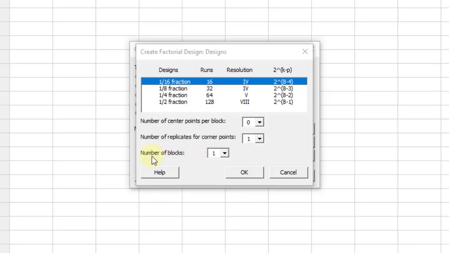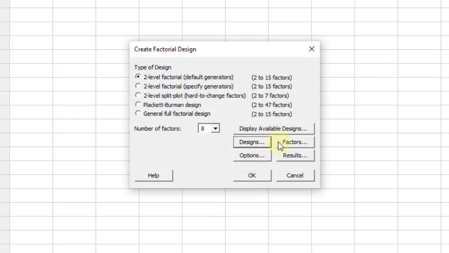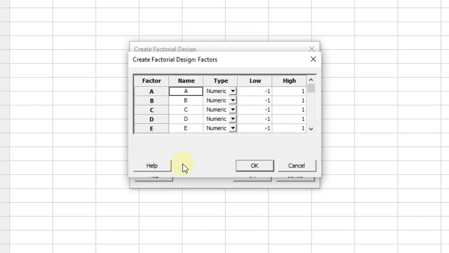So now we have the number of blocks. There are 2. Click here, select 2. Nothing else to do. Click OK. Then go to Factors. You can see the factor names are listed by A till H, and the low level of the factor is represented by -1, whereas the high level is represented by +1.